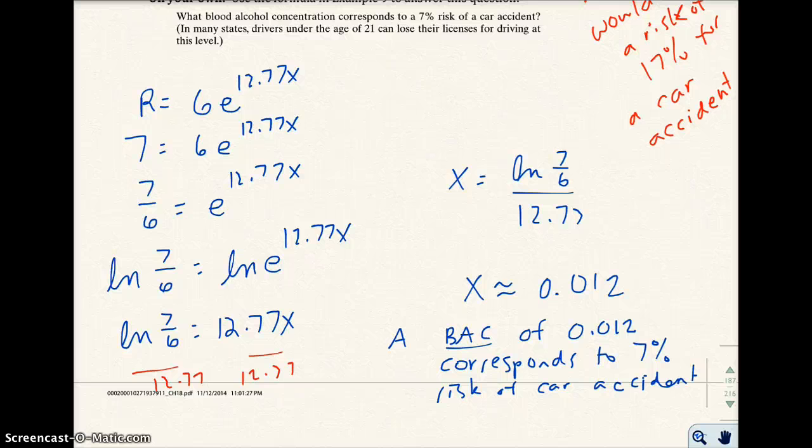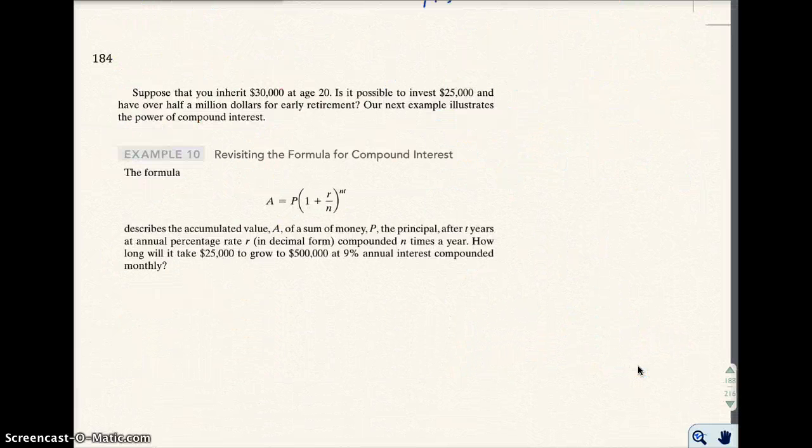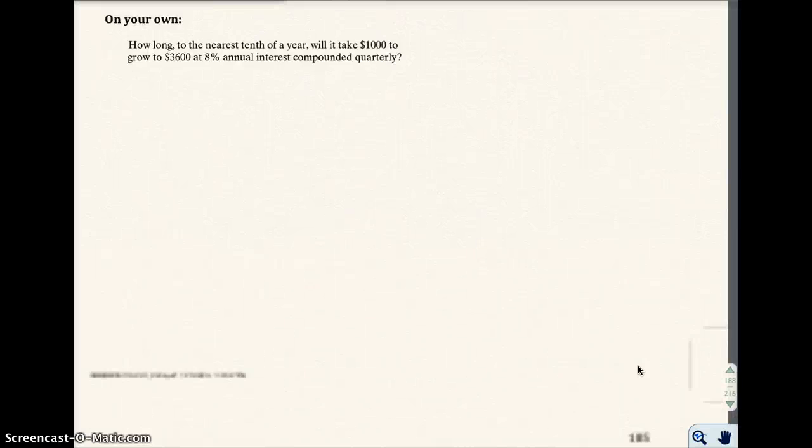In many states, drivers under 21 who have a blood alcohol concentration of 0.01 would lose their driver's license. You can see why a 7% risk of a car accident is pretty high. I wouldn't want to be in a situation where someone has that alcohol concentration level and that risk of 7%.